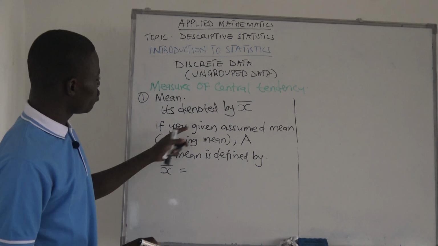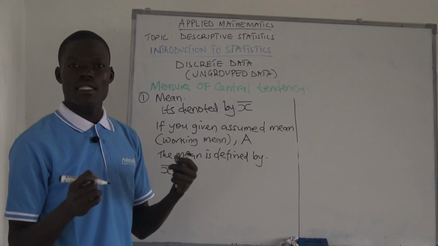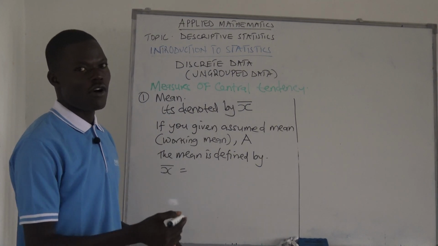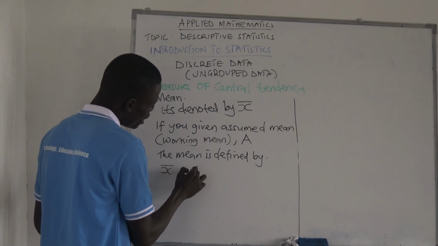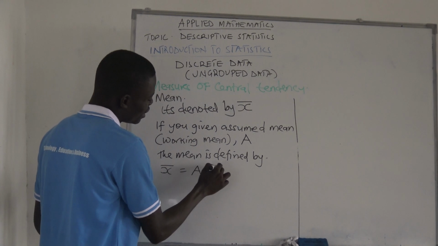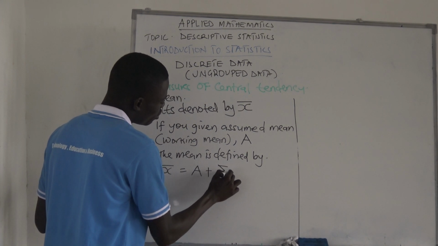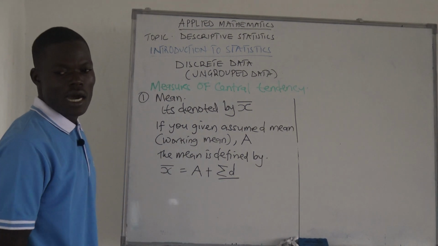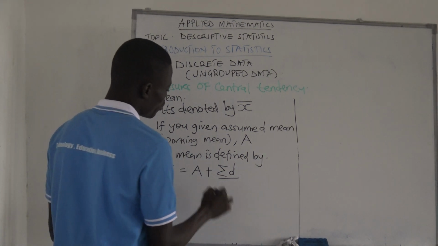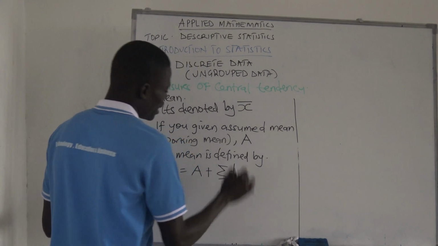if you are given assumed mean, we don't get the mean the same way we have been getting for the other values. What do we do? We take the assumed mean, which is given, plus summation of D out of N, the number of variables.